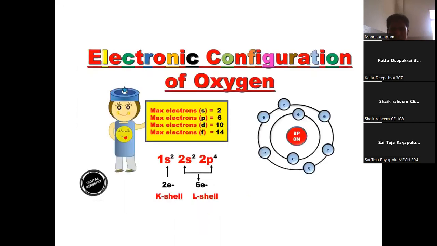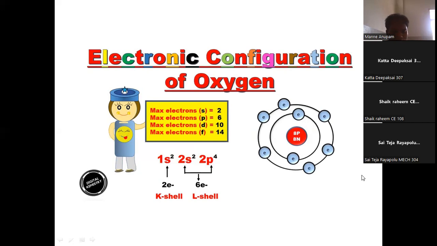We will go to the next slide. Now we will study the molecular energy level diagram of oxygen. In order to study the molecular orbital energy level diagram of oxygen, we have to see the electronic configuration of oxygen. See here, a very simple electronic configuration: 1s2, 2s2, and 2p4.